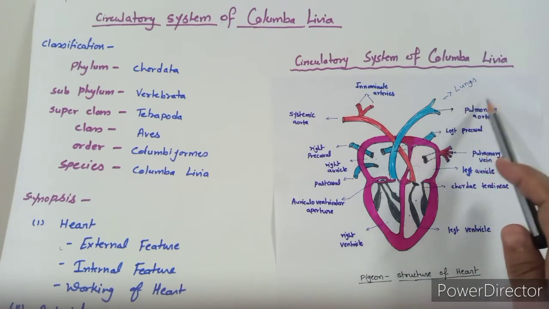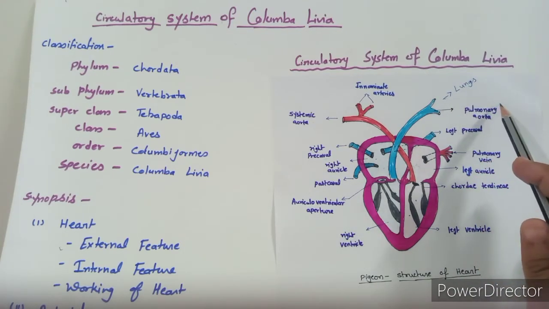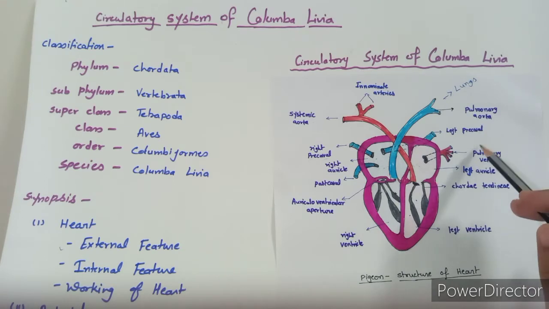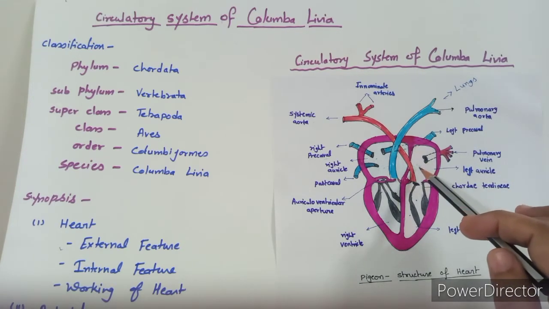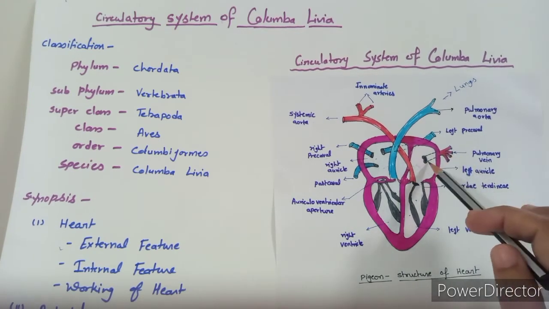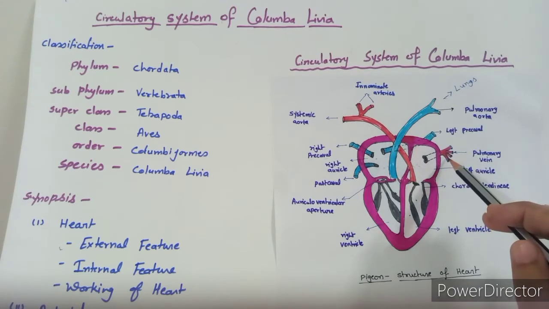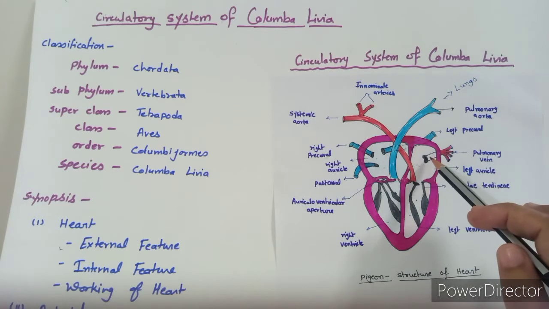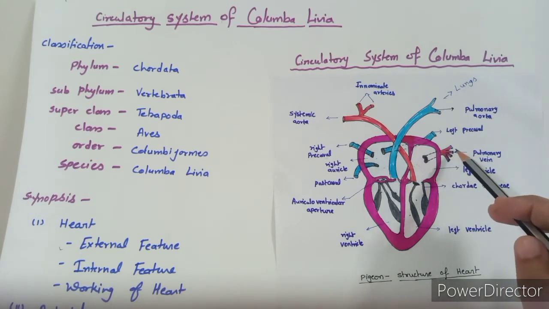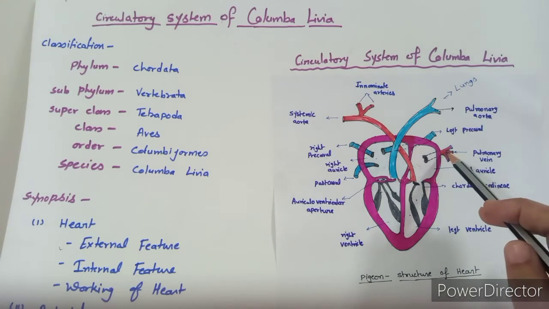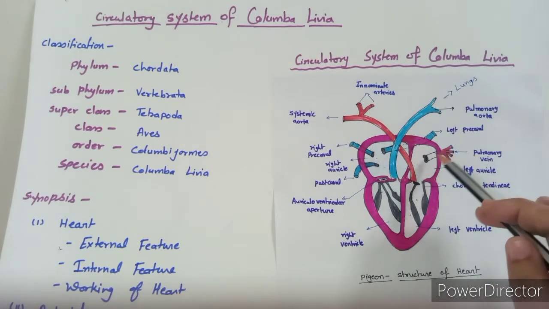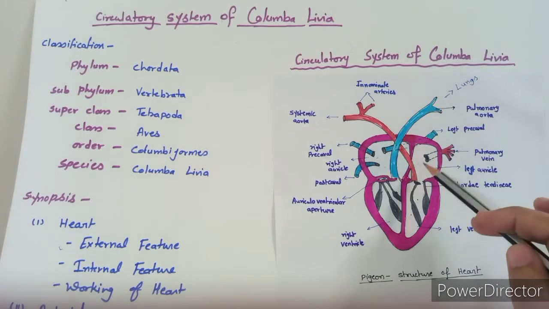Then the lungs purify the blood, and now all the purified blood comes into the left auricle through the pulmonary veins. There are four of these veins, and when they unite they form the pulmonary vein. So this collects all the oxygenated blood from the lungs and puts it into the left auricle.